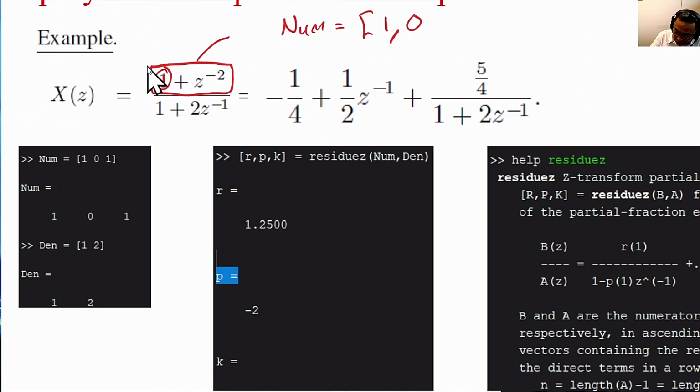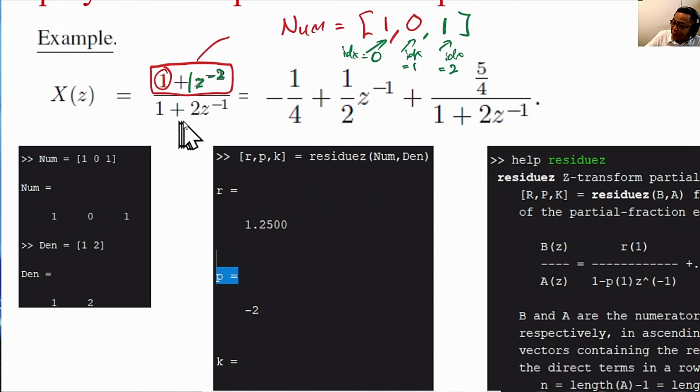What about the last guy? I'm going to use green now. So green is 1, z minus 2. So the last guy is here. This is the index for power 0. This is the index for power equals 1. This is the index for power equals 2. I should say minus 2. So this green guy represents this, and this red guy represents this for the numerator. Okay, so I have numerator 1 0 1.